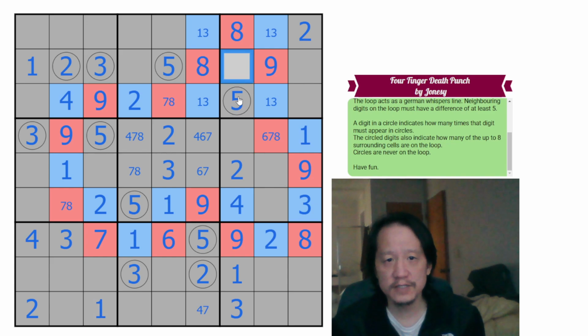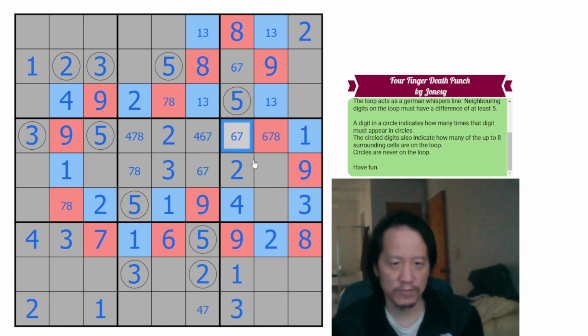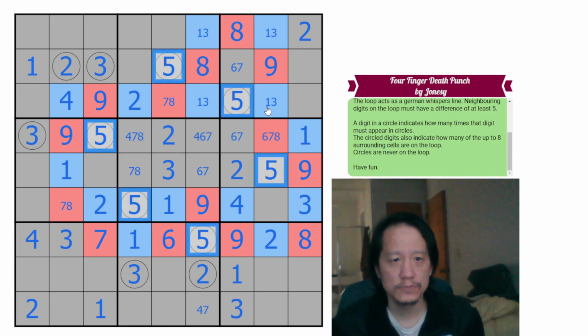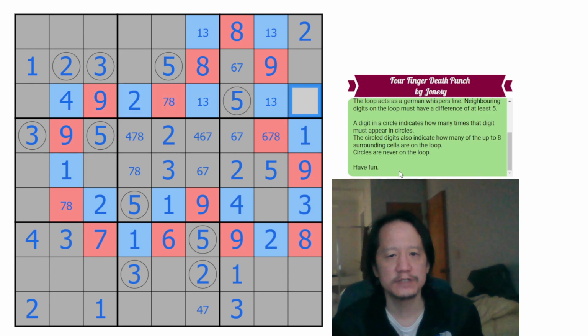We have 6 and 7 left over in column 7, so that works still. This has to be 5 in 6, 7, or 8. 5 cannot be here, 5 cannot be here, therefore this must be 5. Let's see. This is a 1, 3, 1, 3 pair in row 3, therefore it cannot be 1, 2, 3, 4, 5, or 9. So the rest is 6, 7, or 8.